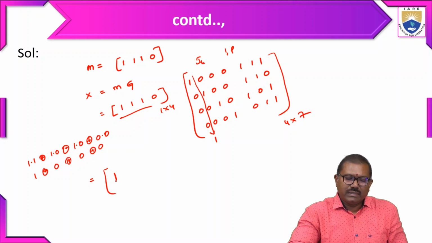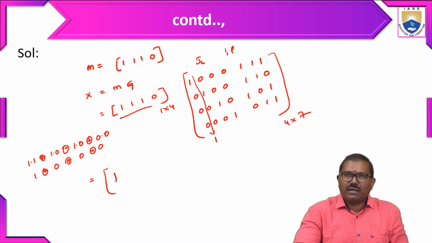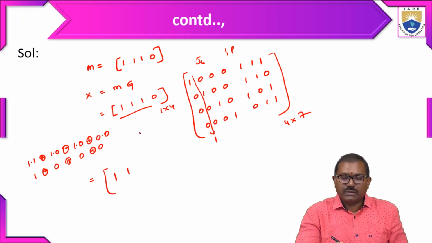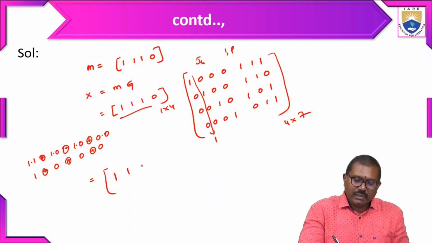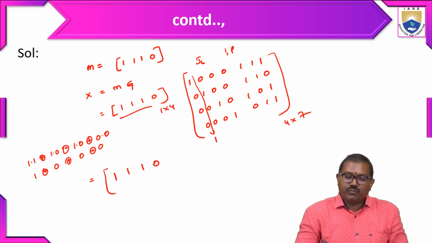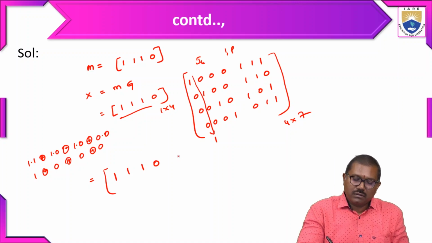Okay. Similarly, 1 into 0, 0 XOR 1 into 1, so 0 XOR 1, I got 1. Remaining all go to 0. Similarly, the third element is also 1. The fourth element is 0. Now the parity bits. So here 1 into 1, 1, XOR again 1 into 1, 1. So 1 XOR 1 is 0, 0 XOR 1, I got 1.